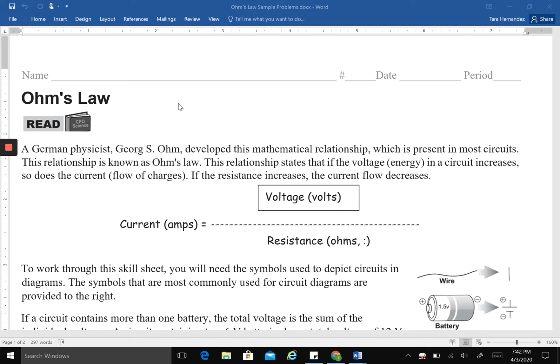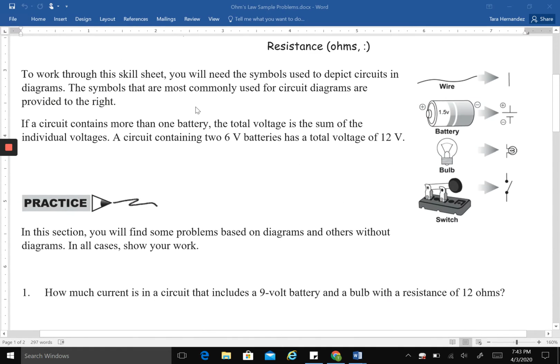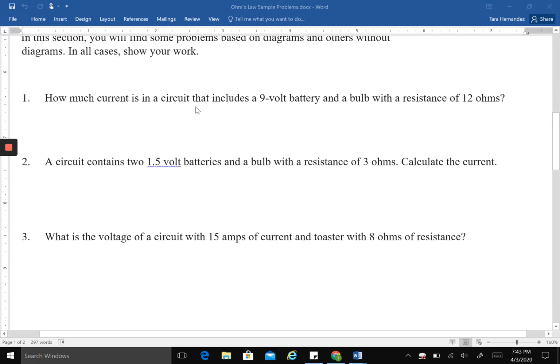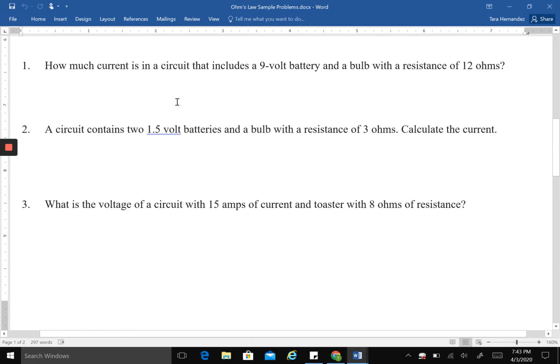Scientist George Ohm developed the mathematical relationship we now know as Ohm's law. It basically says that the current is equal to the voltage divided by the resistance, or what we may commonly say is V equals IR. So let's look at some examples of V equals IR.